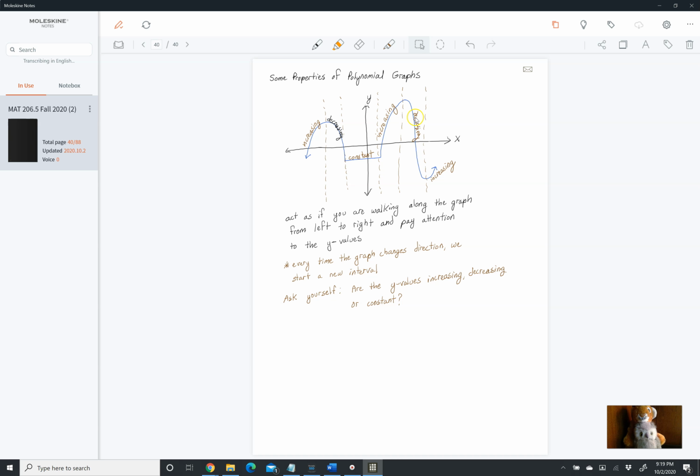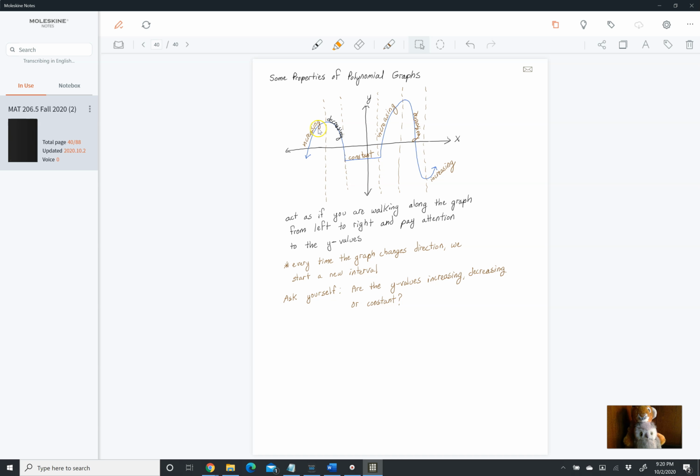The next thing that you're looking at are the minimums and the maximums. So the minimum is when we're going from decreasing to increasing. Like here, this is a minimum over here. Or when we go from constant to increasing, we would also call this a minimum. Or from decreasing to constant. This is a minimum. So your minimums are your low points.